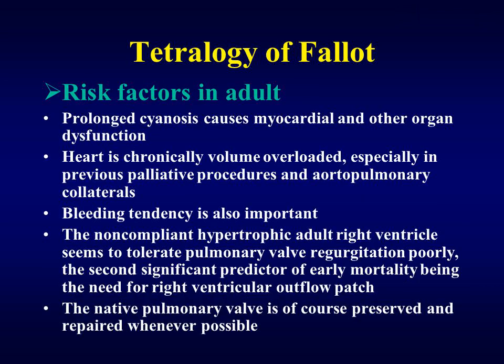Tetralogy of Fallot risk factors in adults. Prolonged cyanosis causes myocardial and other organ dysfunction. The heart is chronically volume overloaded, especially with previous palliative procedures and aortopulmonary collaterals. Bleeding tendency is also important. The non-compliant hypertrophic adult right ventricle seems to tolerate pulmonary valve regurgitation poorly, the second significant predictor of early mortality being the need for a right ventricular outflow patch. The native pulmonary valve is of course preserved and repaired whenever possible.